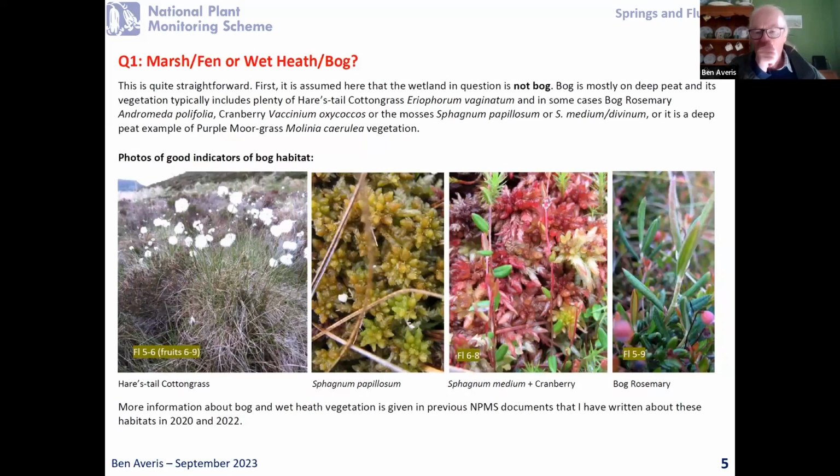So if you have a lot of hare's-tail cotton grass or certain sphagnum species, the big ochre Sphagnum papillosum or the big red Sphagnum medium, or bog rosemary and cranberry as well, those things are very characteristic of bogs. So this is assuming that if you're in bog slash wet heath, that you've eliminated bog, that you're sure it's actually wet heath rather than bog.